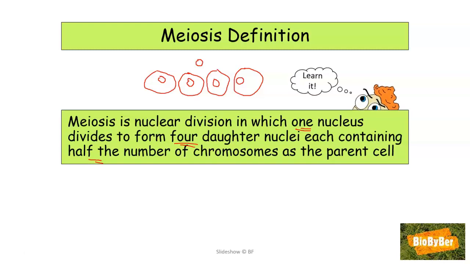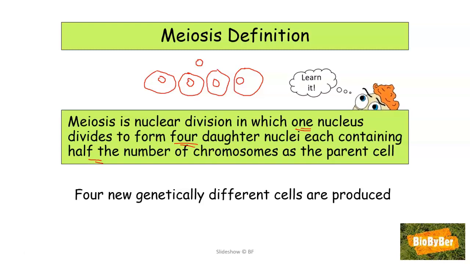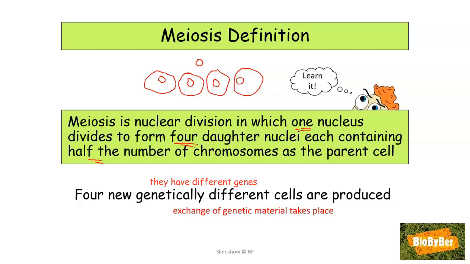Not only do these daughter cells have half the number of chromosomes as the parent cell, but they are also genetically different from each other. They are genetically different from each other because when they are formed, there is an exchange or a swapping of genetic material.